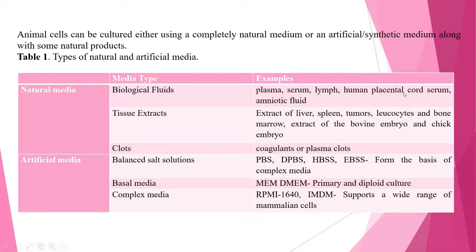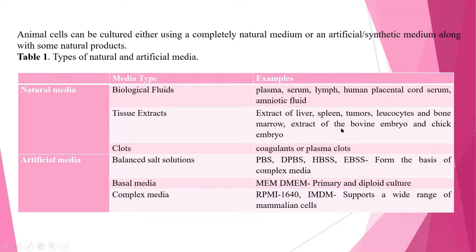So in that same way, you can correlate and say that these fluids are enriched with all the types of nutrients that are required for a cell to grow as well. So that's why they were used as the natural media. Okay, then tissue extracts were also used as natural media, that is extract from liver, spleen, tumors, leukocytes, and bone marrow. So you know how rich bone marrow can be. Okay, so bone marrow was also used as a natural media.